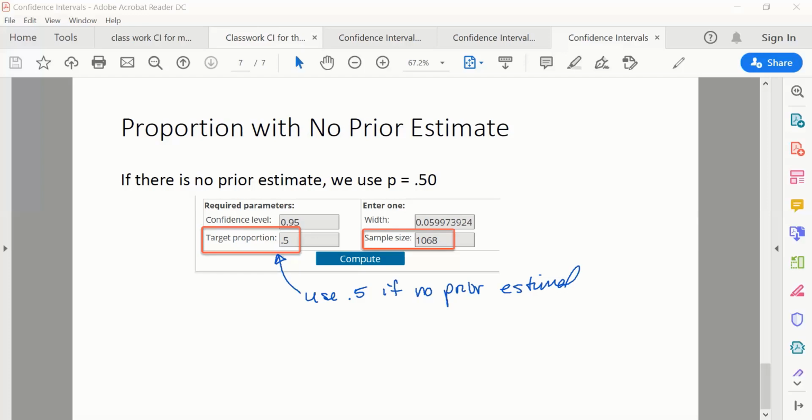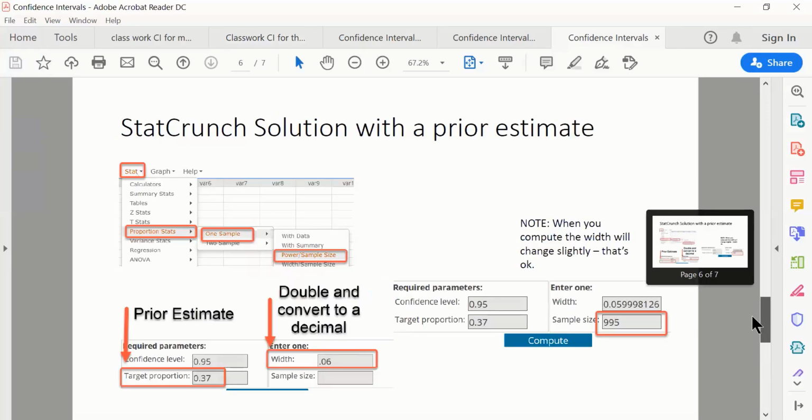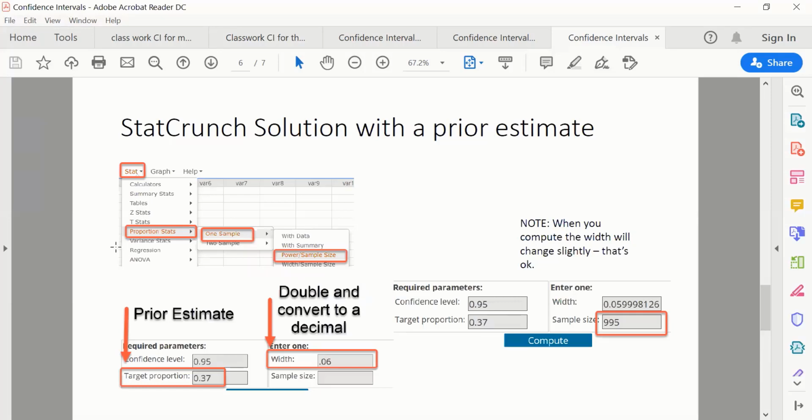How did you get to that part of StatCrunch? I'll go back. Let me just get rid of these words because they're going to be in our way. You're going to use stat, proportion stats, one sample with sample size. Not power, use with sample size. Power is wrong. Oh, okay, use with.